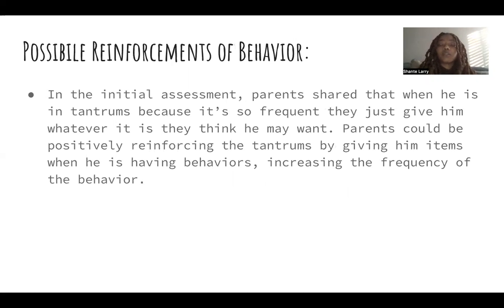Possible reinforcements of behavior. In the initial assessment, parents shared that when he is in tantrums, because it's so frequent, they just give him whatever it is that they think that he wants. Parents could be positively reinforcing the tantrums by giving him items when he is having behaviors, which in return increases the frequency of the maladaptive behaviors.